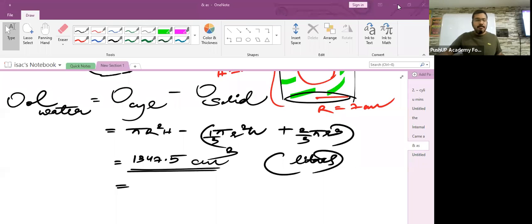Isn't it, Maria? And 1 meter cube is equal to how many liters, Loga? 1 meter cube is equal to how many liters? I'm going to fry you guys before going for the boards. Maria, 1 meter cube is equal to, Maria. You also start coming for offline. I'm distributing pedas over here.